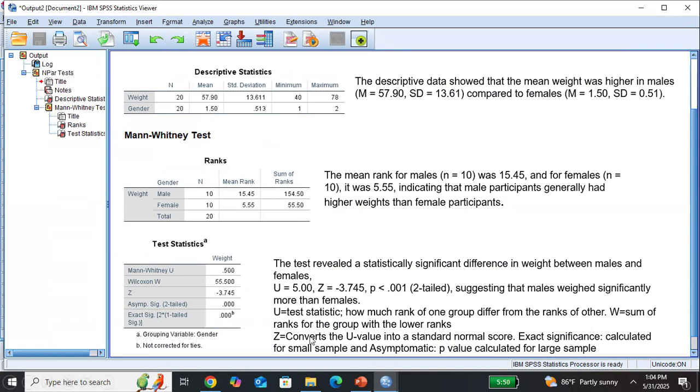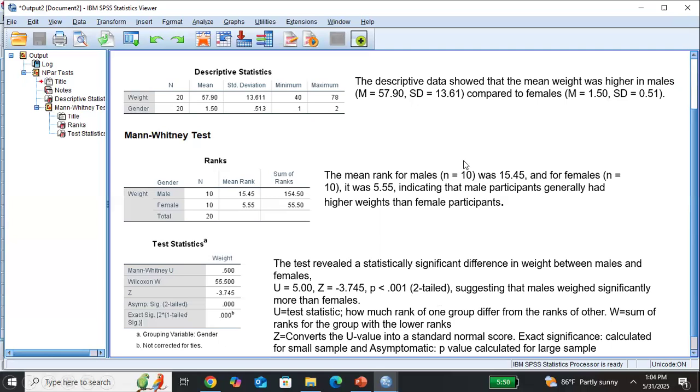So look which value of p you will have to use. Out of this whole table, what is important is that there are two p values. One is asymptotic significance two-tailed, another is exact significance. If your sample size is small, less than 30 or less than 10, you have to use the exact significance. But when your sample size is large, you can use asymptotic significance.